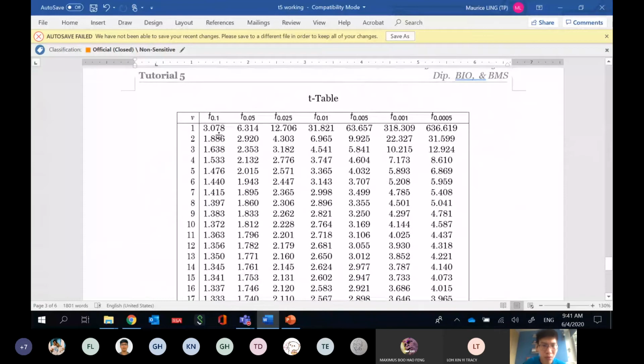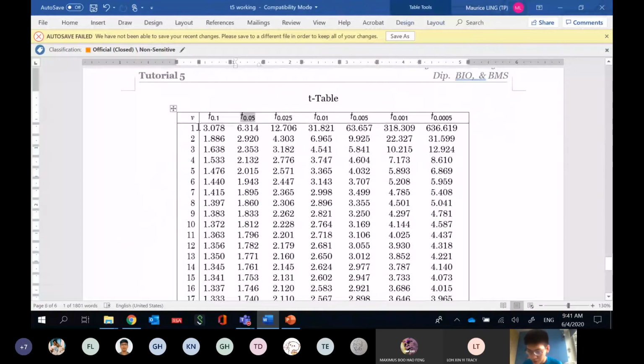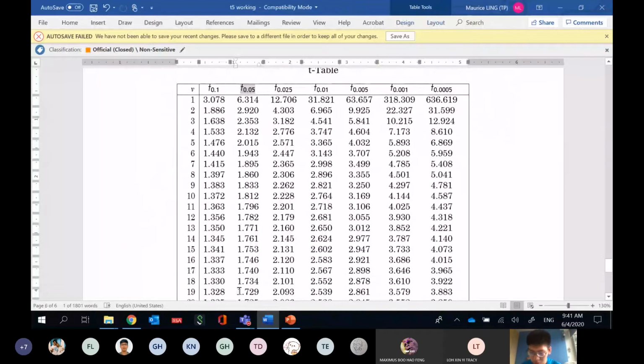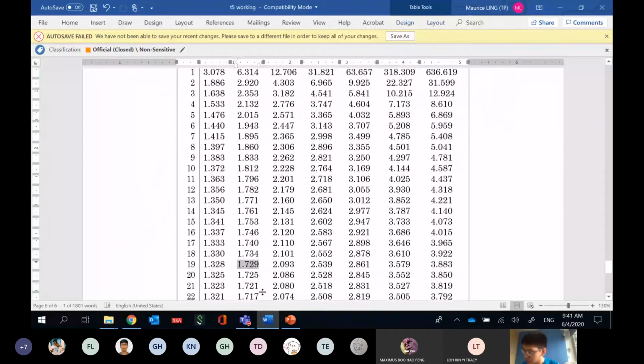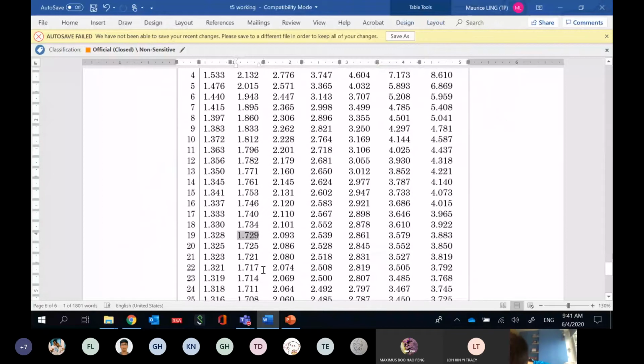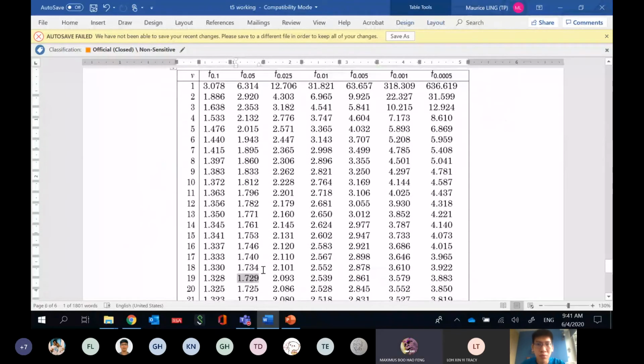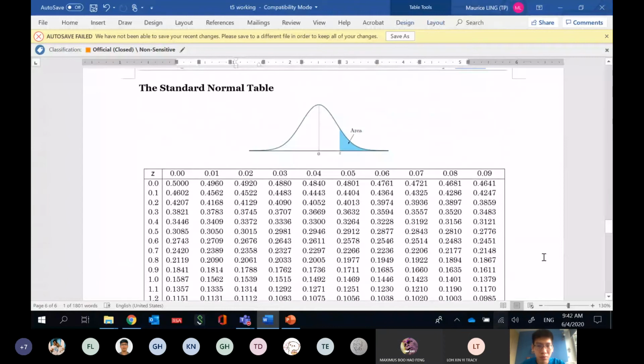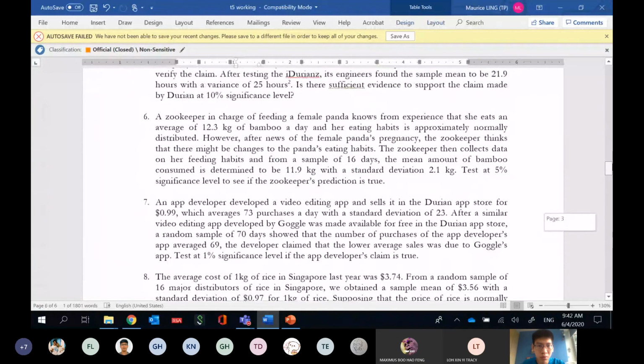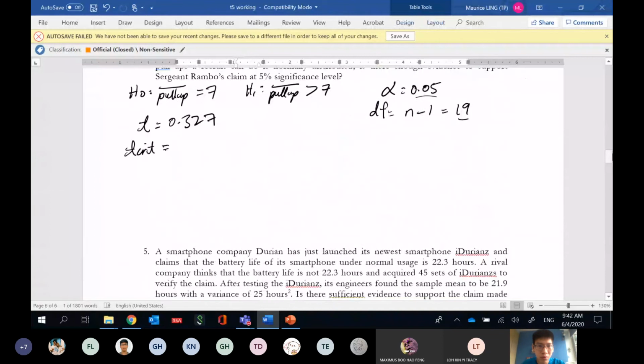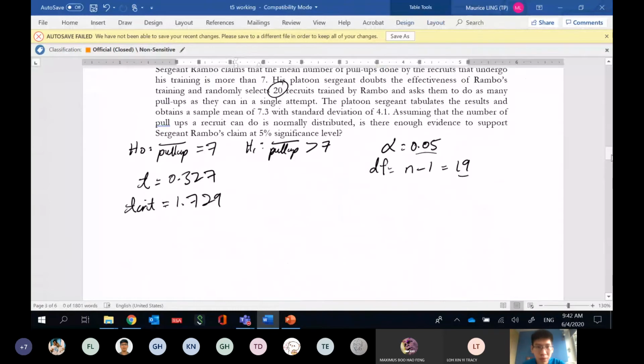You go to the t table. Let's say you want 0.05. So this is 0.05. You read this column. Then this v is the degrees of freedom. So you have 19. You read this value. So it's 1.729. Got it so far, Maximus? Yeah, understand. Okay, later I'll explain to you why there is a difference between these two. So it's 1.729.